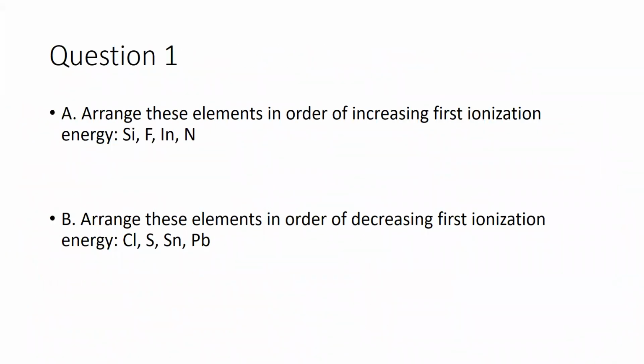Here I have two questions to just order ionization energy. What I want you to do is pause the video, get out your periodic table, try to put these in order, and come back when you have an order. I'm going to do this right now. So I have my periodic table. The biggest atom and the furthest to the left is indium. So this is going to have the smallest, followed by silicon.